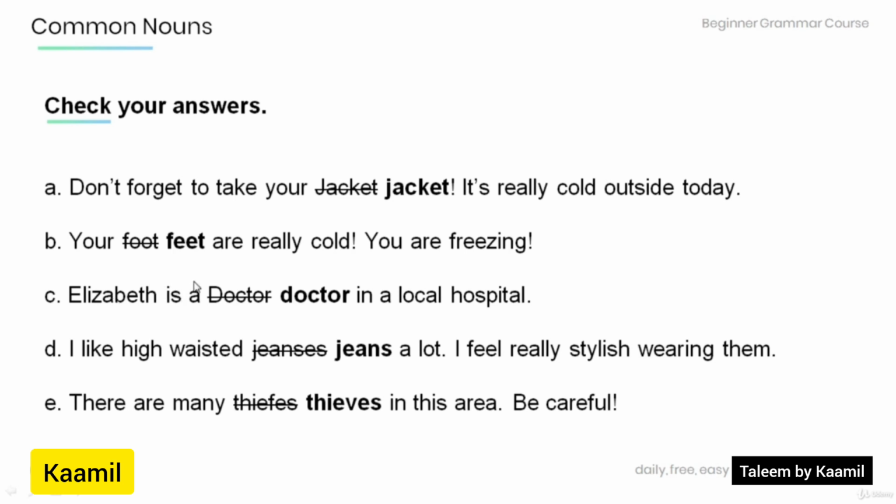Elizabeth is a doctor in a local hospital. I like high-waisted jeans a lot. I feel really stylish wearing them. There are many thieves in this area. Be careful.